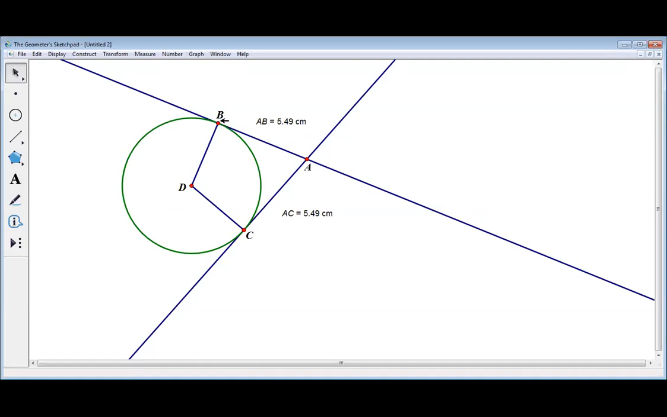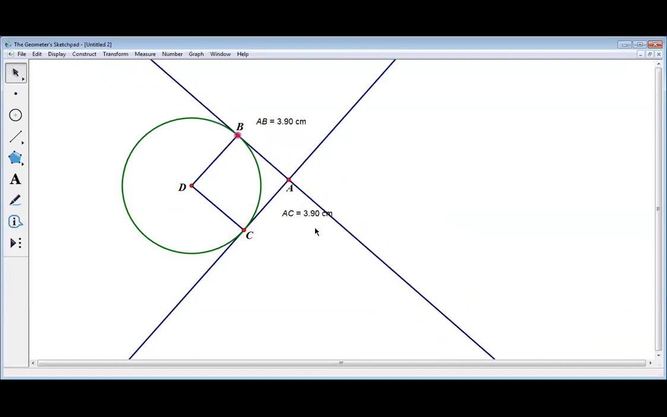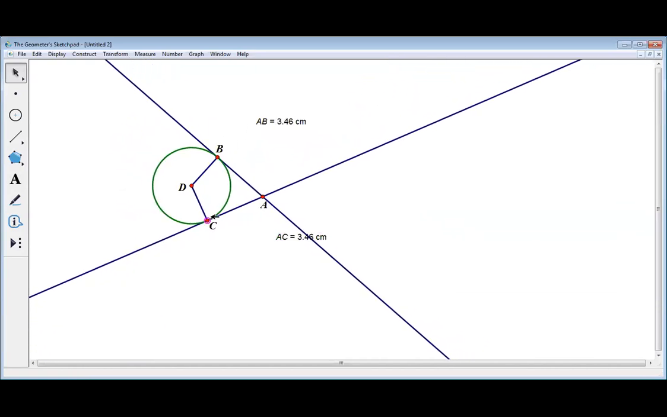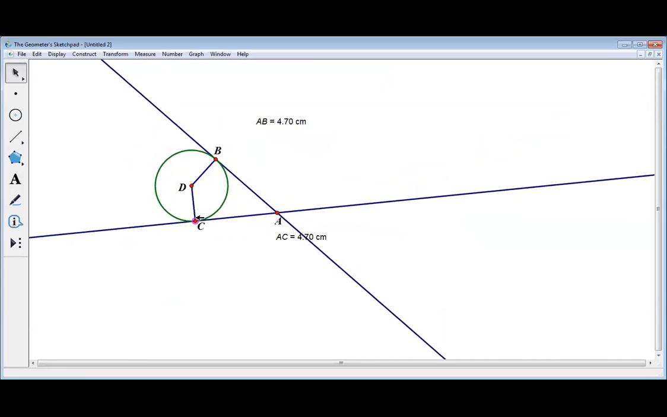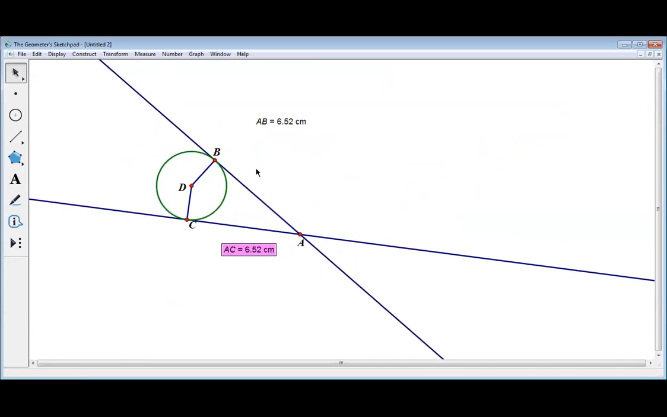All right, move stuff around. What do you notice? So as I move, let's say point B there or point C, right, we see the distances from our external point to the points of tangency remain the same. Wow.